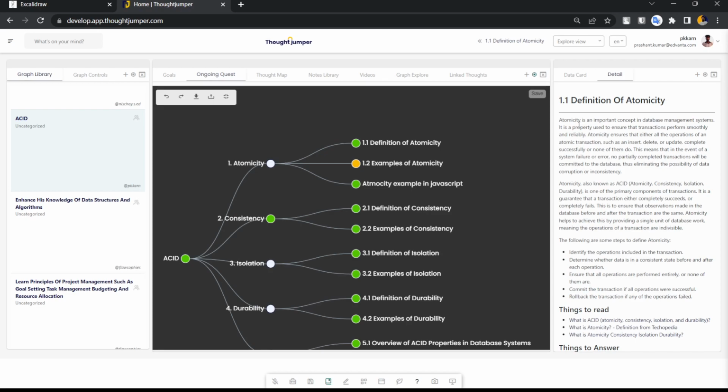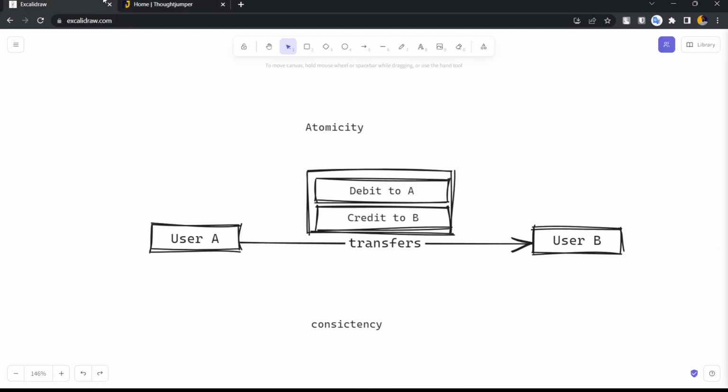Basically, let's say you are doing some sort of a transaction, and in that, multiple database queries will be executed. It says that if any of those queries fails, then you have to roll back all of the changes that you have made so far. This is the diagram I made for atomicity to explain it to you.